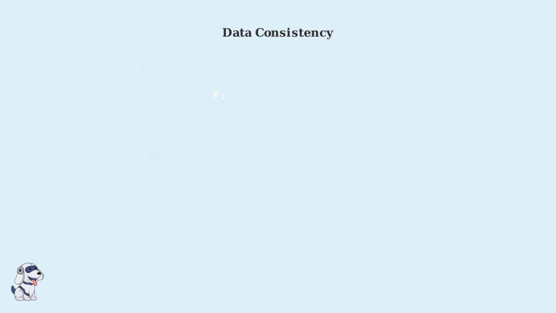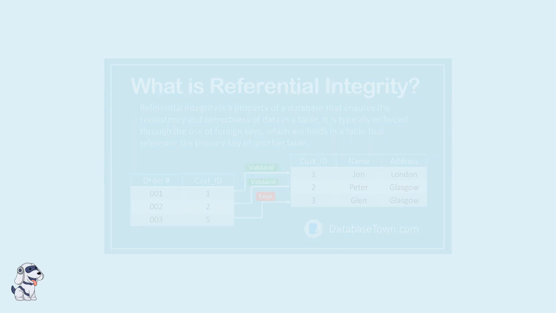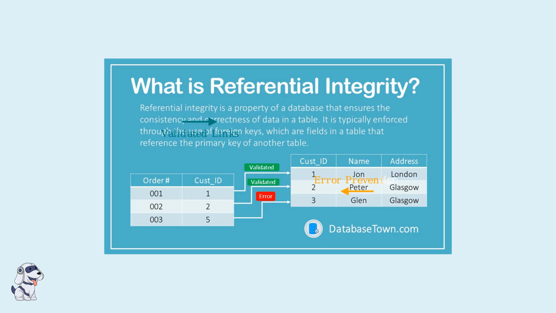Data consistency ensures that related data stays synchronized across tables in a relational database, creating a single source of truth where all information is reliable and up to date. Referential integrity is crucial for maintaining consistency. It uses foreign keys to link tables, ensuring that relationships between data are valid and preventing orphaned records.